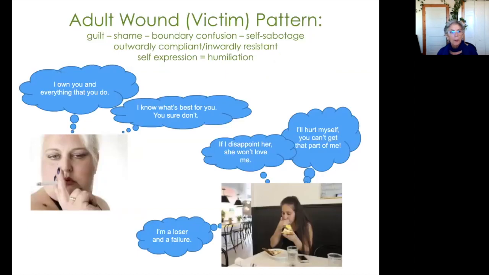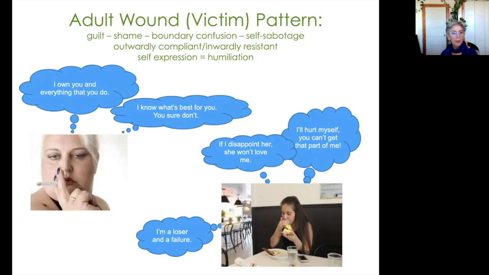So what happens when we become adults? We're going to focus on the adult from this parent here, who now is living with guilt, shame, boundary confusion, self-sabotage, being outwardly compliant and inwardly resistant. And for her to express herself would feel like she's absolutely being humiliated. So these are people who in their adult life hold their sense of emotional expression in a lot. They don't emote too big. They're very subtle about how they express their feelings, because this is the kind of parenting messages they got.